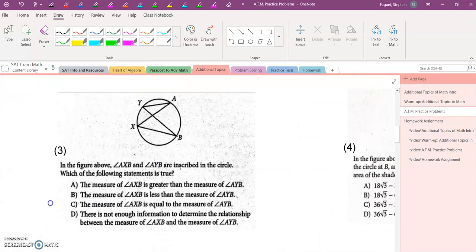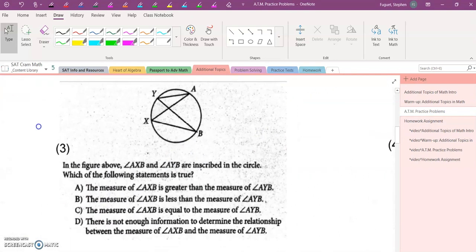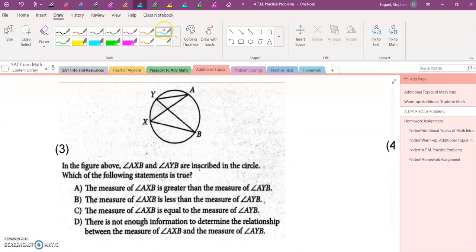Moving on to question 3. This question strictly is looking at the word inscribed and having us look at the vocabulary behind it. So AXB, which I'm going to label in light blue here, and AYB, which I'm going to do in the green, are inscribed in the circle. Which of the following statements is true?